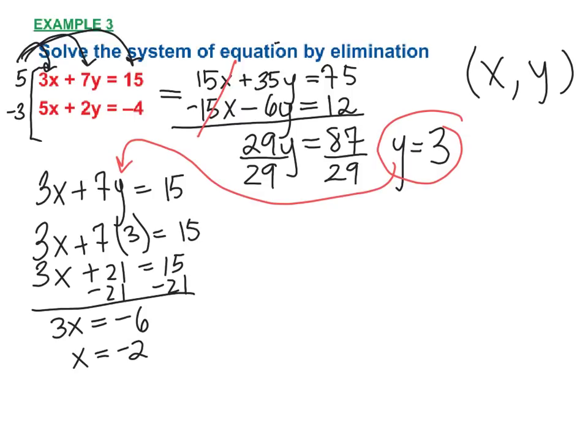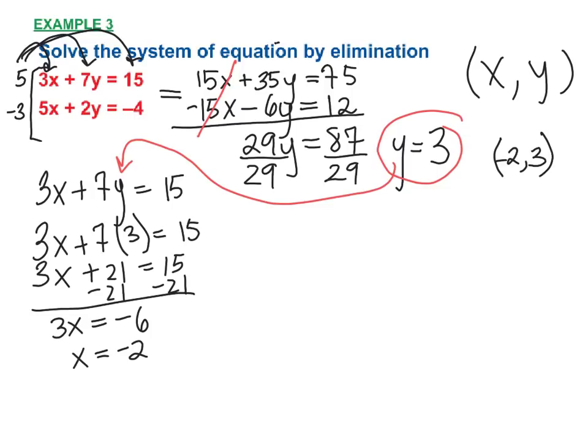So x is equal to negative 2. So my point of intersection and my answer on this is going to be negative 2, comma 3. Make sure you're putting it in the right order.